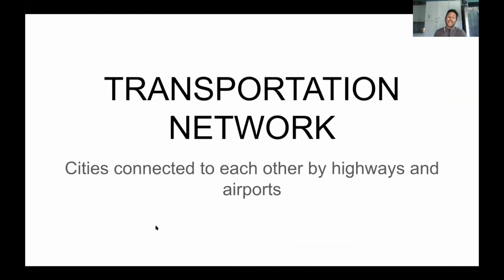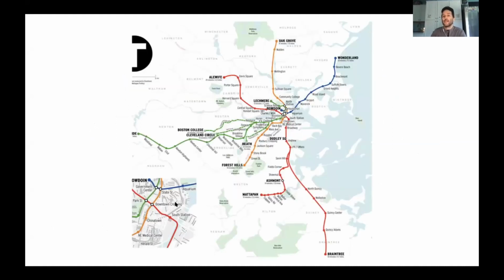So a transportation network is another kind of network. Cities are connected to each other by highways and airports. If you grow up in a big city, you probably have a subway system or a bus line. And so you've probably seen these maps of how your subway system or your bus line connects different parts of that city or different cities together. This is a network diagram. This is network data visualization.